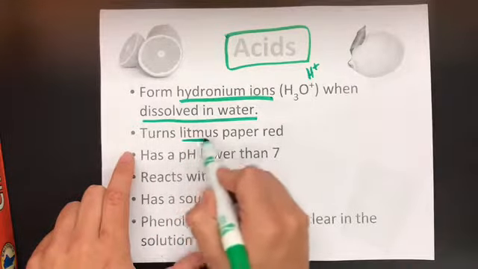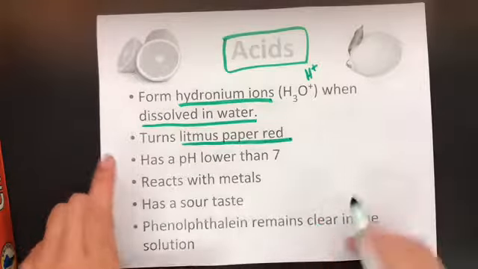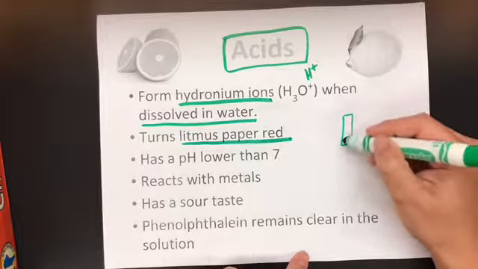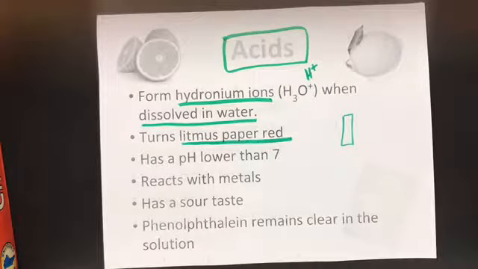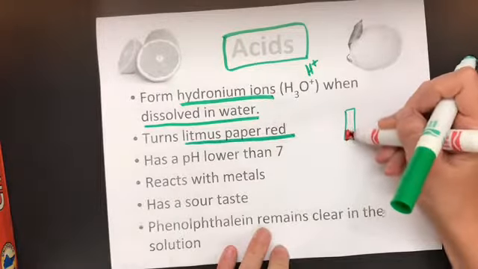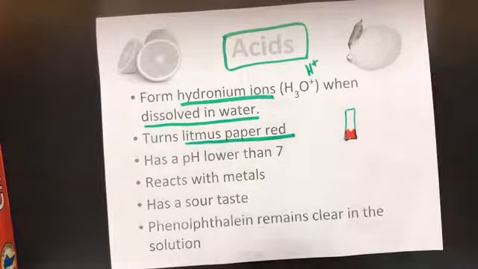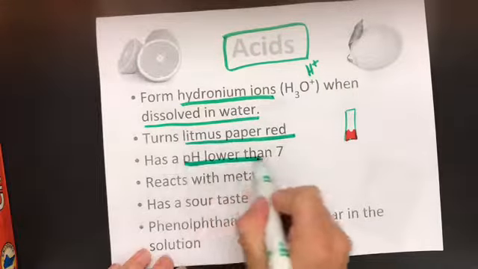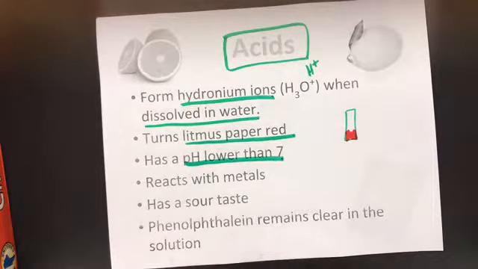It turns litmus paper red. So you have a little strip of paper here. It's going to turn that tip red. The pH is going to be lower than 7. We're going to talk about the pH scale in a little bit here.